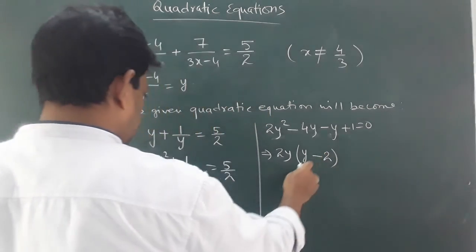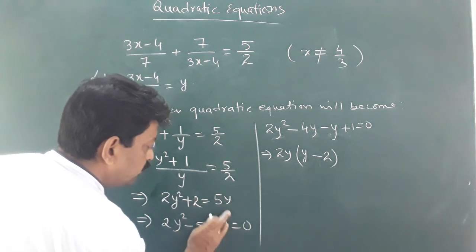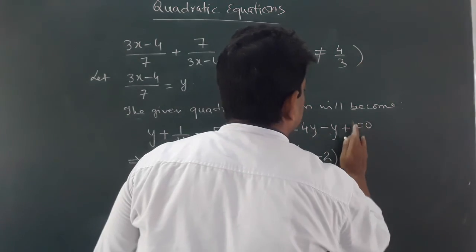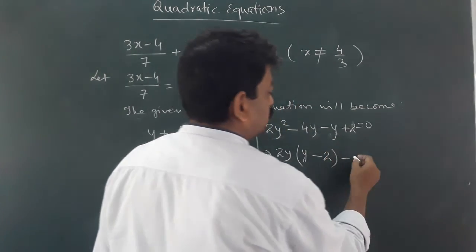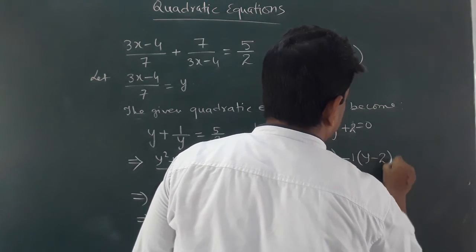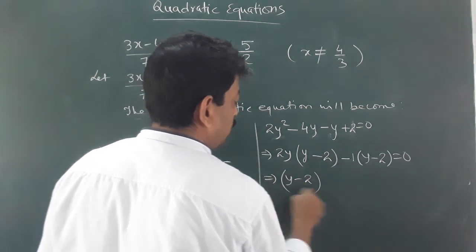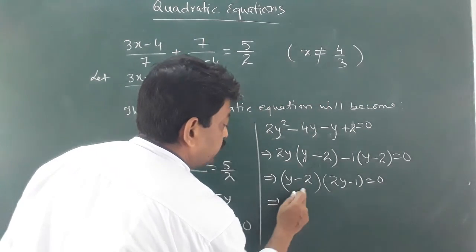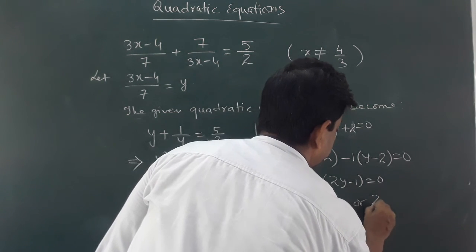It was 2. There was a mistake I had made. It will be 2. 2 multiplied with 1 is 2. This will be 2 also. Here from minus y and plus 2, nothing is common, so we can take 1 common. So it will become y minus 2. Therefore, we are getting two factors, y minus 2 and 2y minus 1 equals 0. So either the first factor is 0, y minus 2 equals 0, or the second factor is 0.